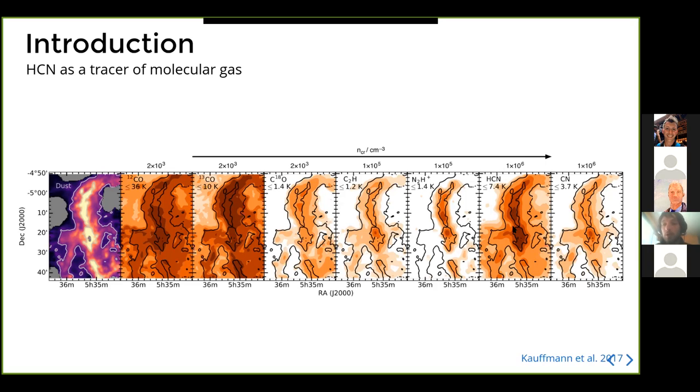And one of the other things that they found from looking at this data and modeling the ISF as a cylinder was that roughly 50% of the emission from HCN comes from regions which have a density lower than 1,000 particles per cubic centimeter, which is quite low for HCN. Usually one would assume a factor of 10 higher density for the gas traced by this gas.